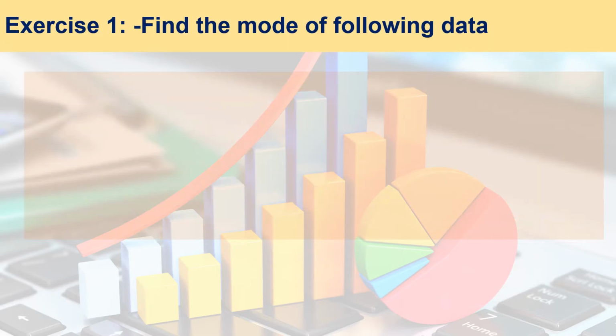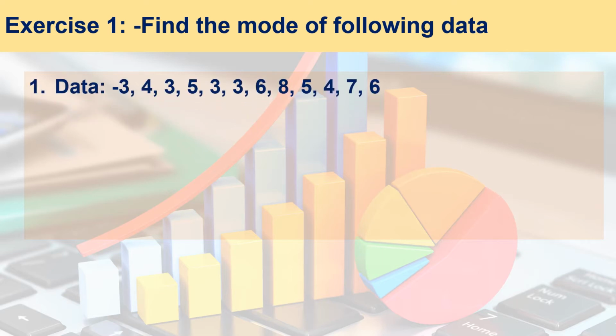This is an exercise. Find the mode of the following data. The data given is 3, 4, 3, 5, 3, 3, 6, 8, 5, 4, 7, 6. In the given series of data, the mode is 3. As you see here, the number 3 is repeated 4 times. So the highest frequency belongs to 3. So here the mode is 3 in the given data.